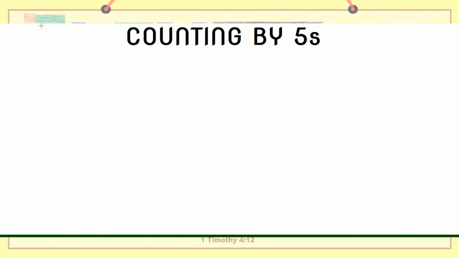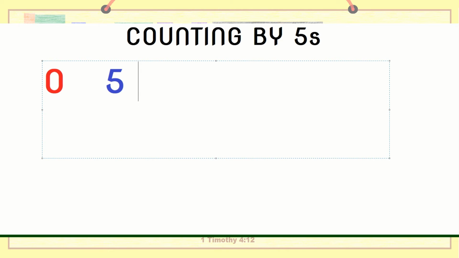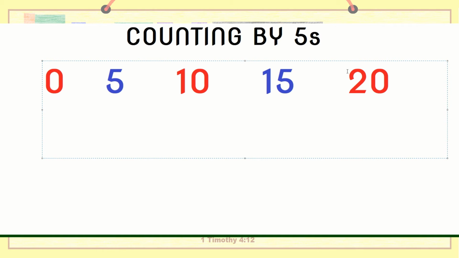So I'm going to show you again, but this time in a much easier way to read. So we're going to start with 0. And then we're going to go to 5. And then we're going to go to 10. And then we're going to go to 15. Oops, I'm sorry. 15. And then we're going to go to 20. Good. And then we're going to go to 25.